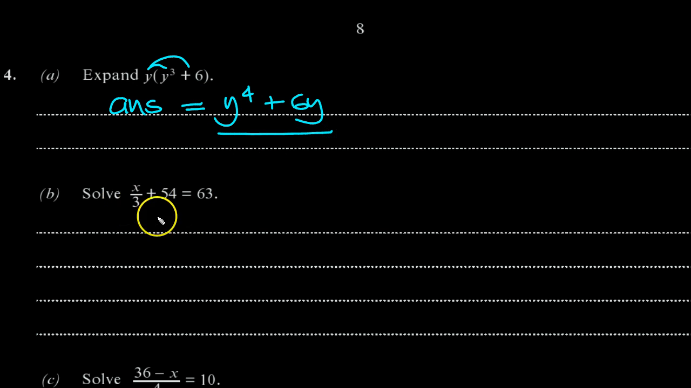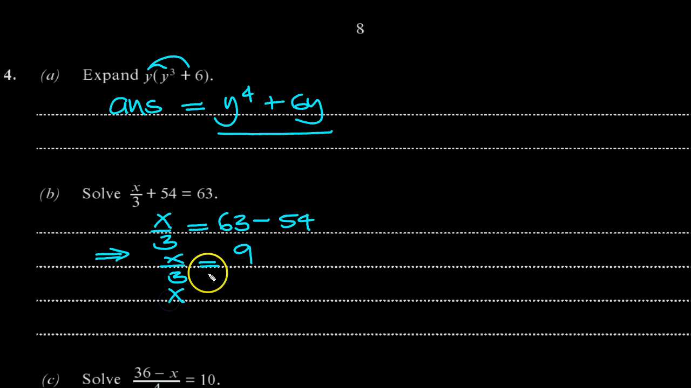Here, solve x over 3 plus 54 equals 63. Move the 54 over to be with the 63 that's already there. When we move it across, it's minus 54. So that tells us then that x over 3 is equal to 63 minus 54 is 9. And so move the 3 now up from divide to times. 3 times 9 is 27, so x is 27.